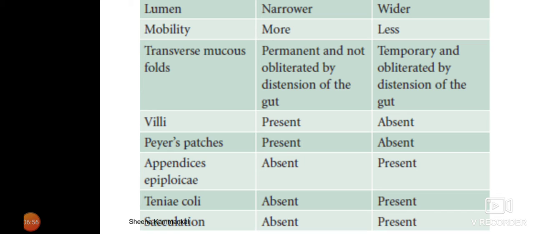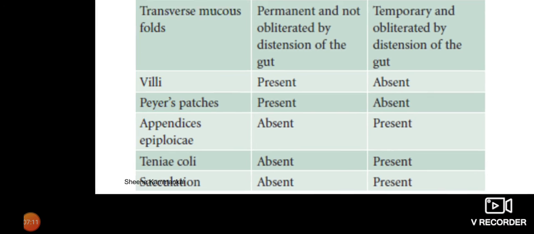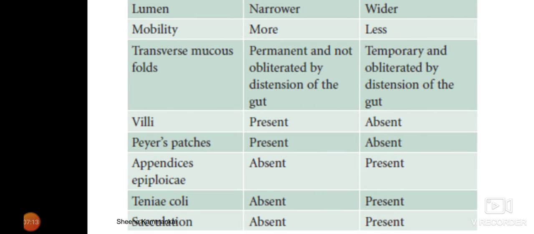Appendices epiploiceae. As I have already discussed, appendices epiploiceae are small peritoneal bags filled with fat, hanging from the large intestine. This feature is present only in the large intestine, and absent in the small. Tinea coli is the tapeworm-like elongated longitudinal muscle cord present in the large intestine. This is a characteristic feature of the large intestine, not present in the small intestine.